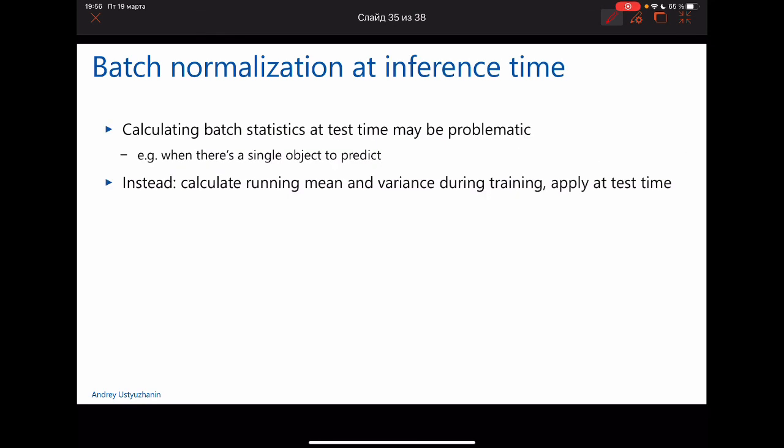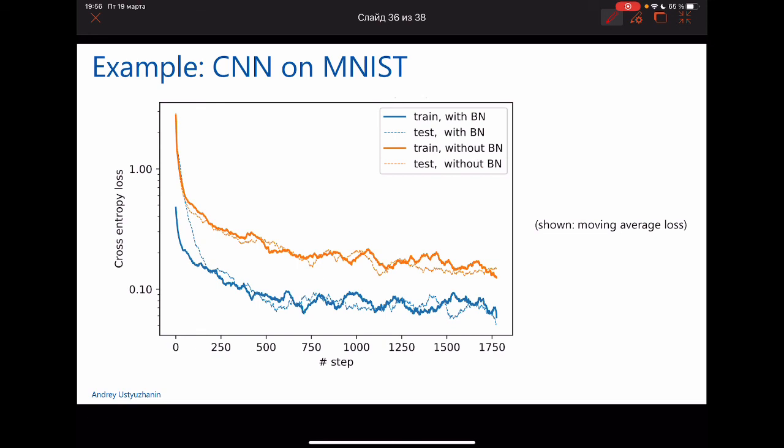Normalization at inference time implies using batch statistics, mean and variance, calculated at training. At test time it may be difficult, because there will not be enough objects to estimate these values. So we compute them during the training and apply those at testing time. And here is a quick example comparison of the cross entropy loss function for convolutional neural nets on the MNIST dataset. You see that when you add dropout, you improve the quality significantly.